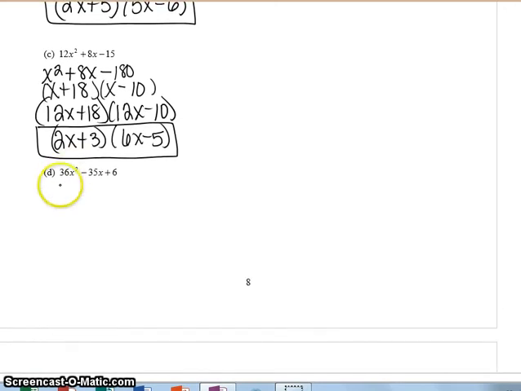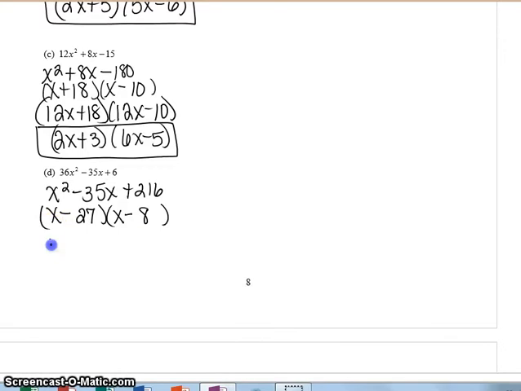Part D, slip the 36 out. You're left with x squared minus 35x. And you multiply 36 times 6, and you're going to get 216. So you're going to say, what two numbers multiply to give me a positive 216, but then would add to a negative 35? All right, well, it's going to be 27 times 8. A negative 27 times a negative 8 would be positive 216, but a negative 27 minus 8 would be negative 35. Slip the 36s back in front of each binomial.